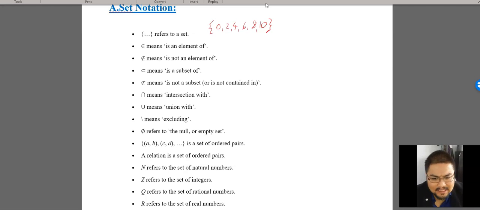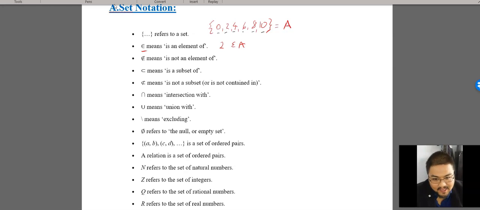Now the next symbol that we've got here is 'an element of'. When we're talking about an element of, we're talking about the fact that these are called elements. So these parts here are elements of the set. The collection of these is what makes up the set. So if I call this set A, you would say, for example, 2 is an element of A, because 2 exists in A.